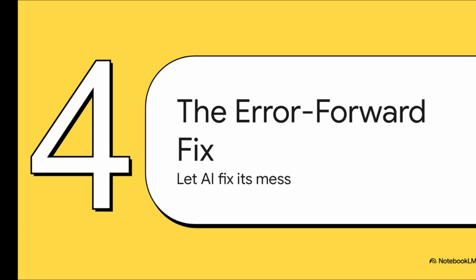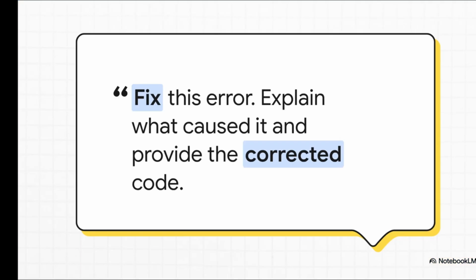Section 4, the error-forward fix, or how to let AI fix its own mess. Your universal debug prompt is actually incredibly simple. Try this. Fix this error, explain what caused it, and provide the corrected code. Instead of banging your head against the wall for hours trying to trace the bug yourself, you use this framework.